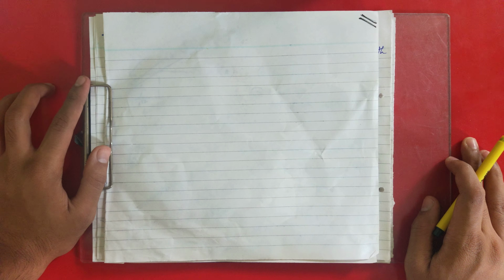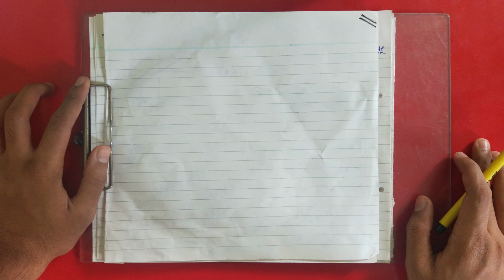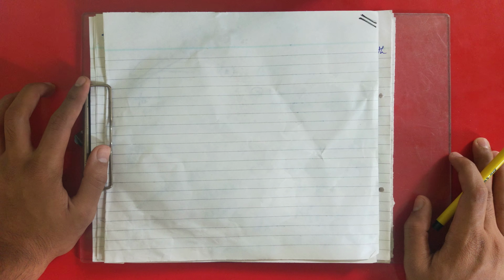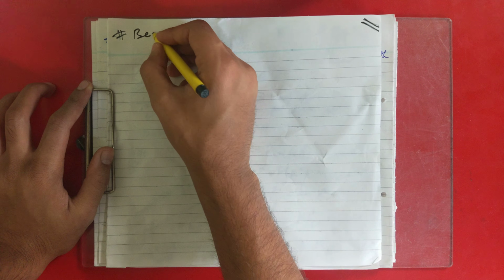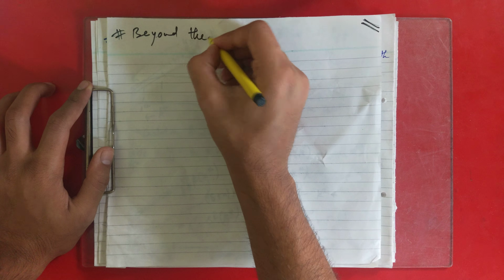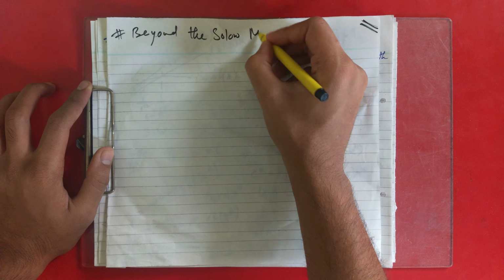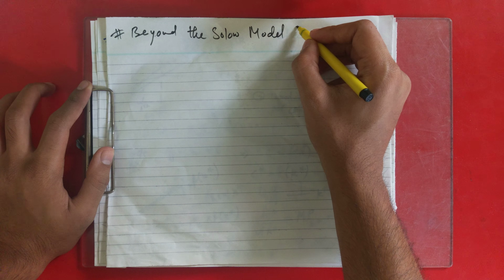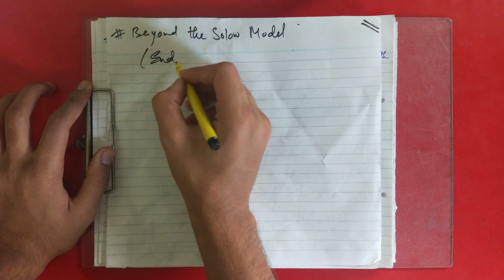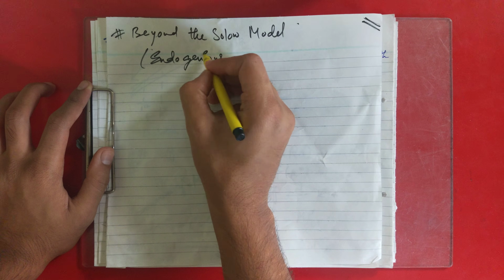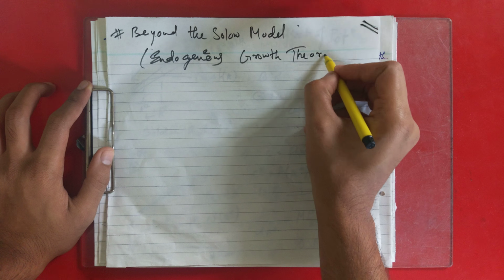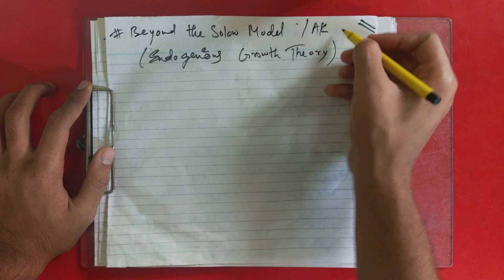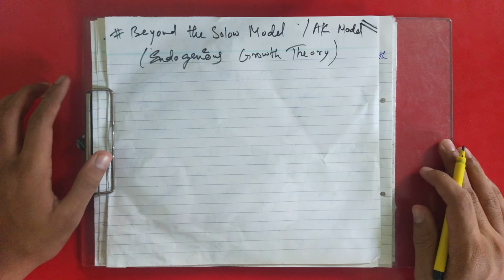So today we are going to study, our Solow model was finished. So we will now come on to our next theory, which is endogenous growth theory, also known as the AK model, and this is also known as beyond the Solow model. Okay, and in the bracket you can write it as endogenous growth theory / AK model. These all three are one and the same thing.